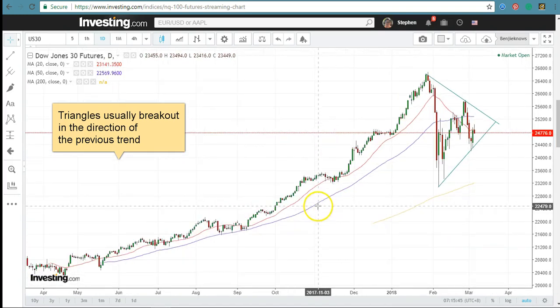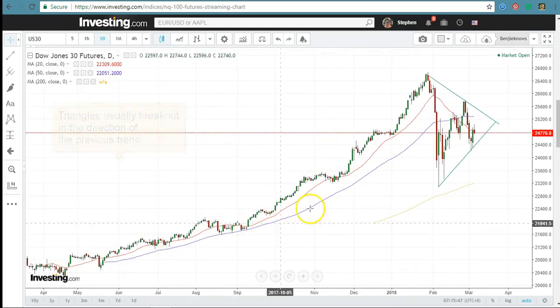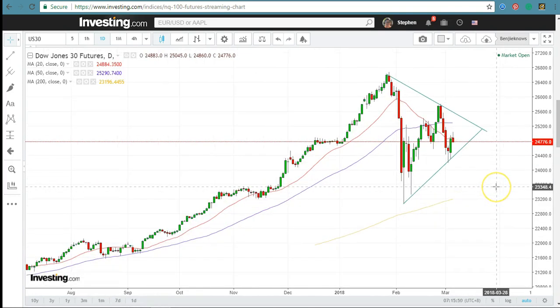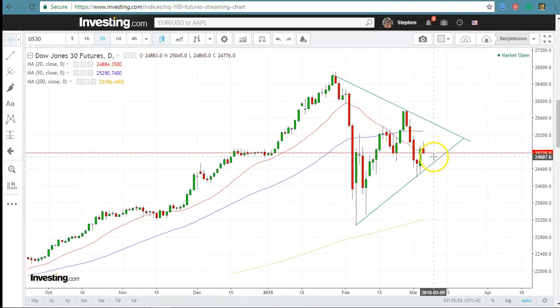So if we zoom out a bit, the previous trend we can see is an uptrend. So the bias here is for a bullish breakout, and as it approaches the apex, it is also a timing tool for us to know when the Dow is likely to break out. So it's going to be very soon. Either it will break out or break down.